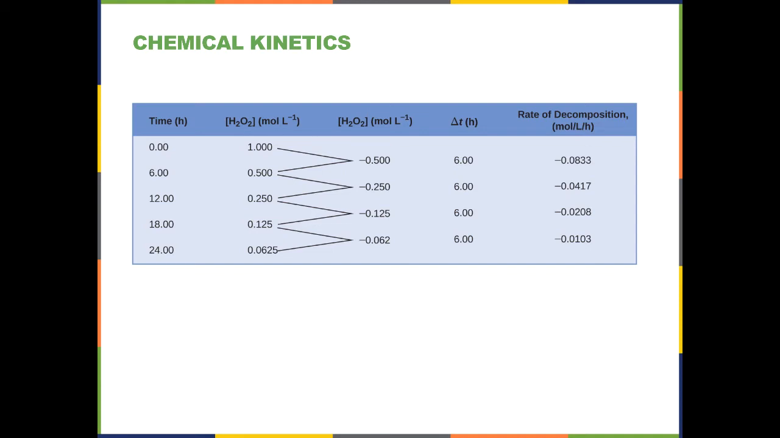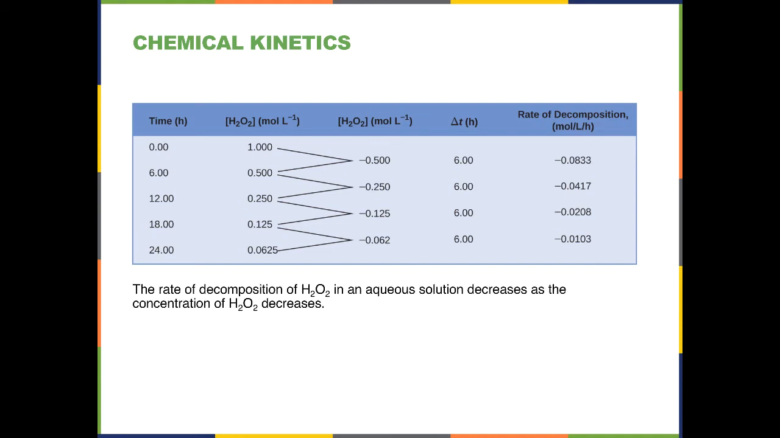0.0833. Then in the next 6 hours, you lose a half again, and the rate of decomposition then decreases by approximately a half. And over the next 6 hours, you lose a half again, and so forth. And so the rate of decomposition of hydrogen peroxide decreases as the concentration of hydrogen peroxide decreases.